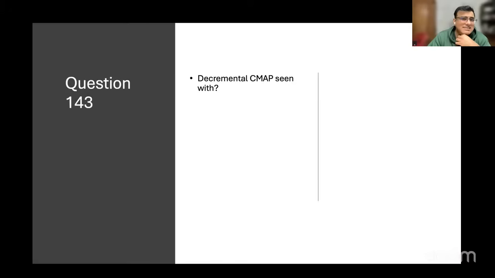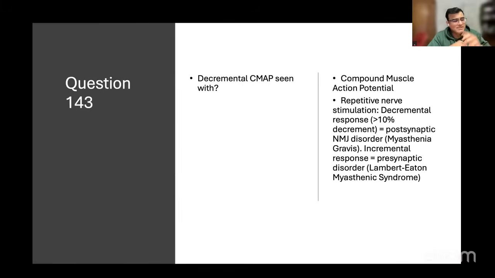So decremental CMAP is seen with... So decremental CMAP, which is compound muscle action potential, is always seen with post NMJ pathologies. Okay. Decremental response is seen with post NMJ pathologies like myasthenia gravis. Incremental is seen with pre NMJ like Lambert-Eaton syndrome. Okay. So this was one of the questions, I think.